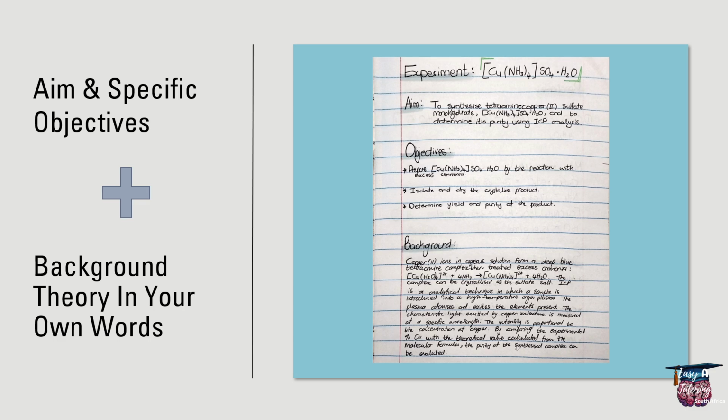First, we have our aims and objectives. Our aim is just what's the goal of the experiment, and our objectives are specific steps that we need to reach or to do in order to achieve our aim. And the background, that's typically written in your own words, can include historical information about the compound that we are producing. It can include some experimental background. You can also add potential uses or even things to be careful of for a specific compound that you are synthesizing.